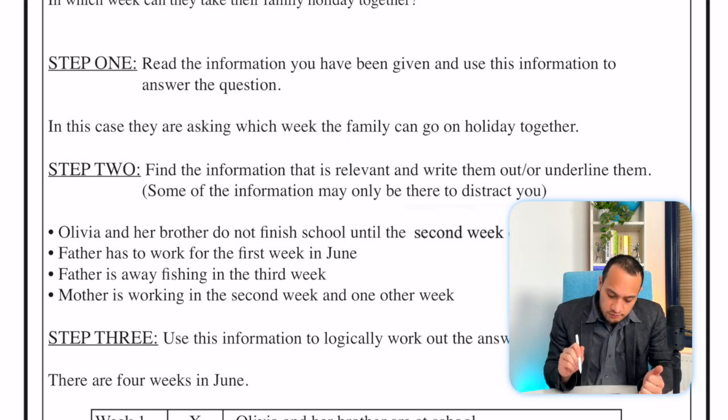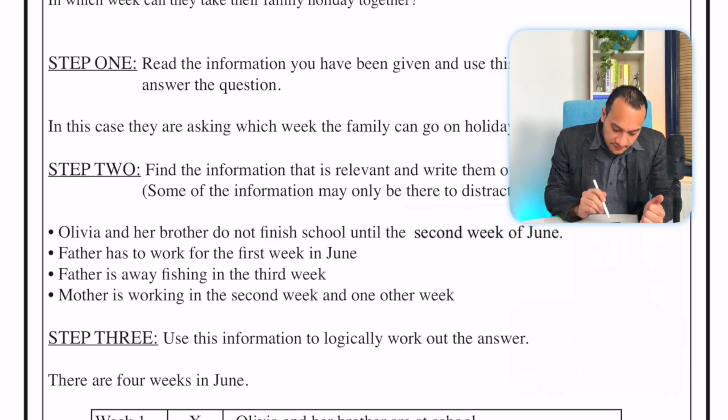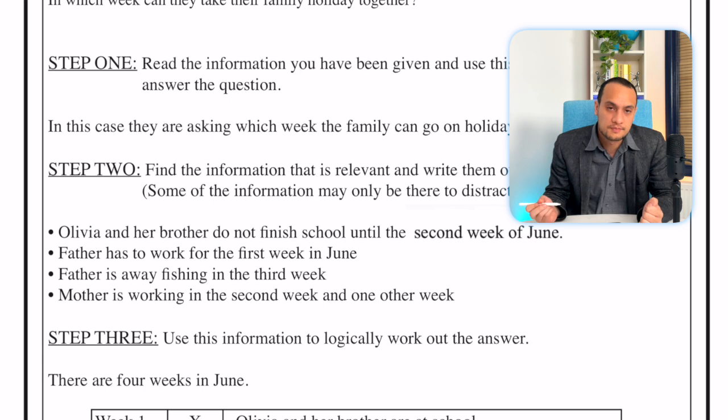Then you've got to write or find the information that is relevant and write it out or underline it. You probably won't have time to write all of it out. Olivia and her brother do not finish school until the 2nd week of June, so that's an important point there. So father has to work for the 1st week in June. Father is away fishing in the 3rd week. That rules out the 1st and 3rd weeks. Then mother is working in the 2nd week and one other week. So because mother has to work in the 2nd week, that rules out your 2nd week, but then she could also work on the 1st week, 3rd week or 4th week.